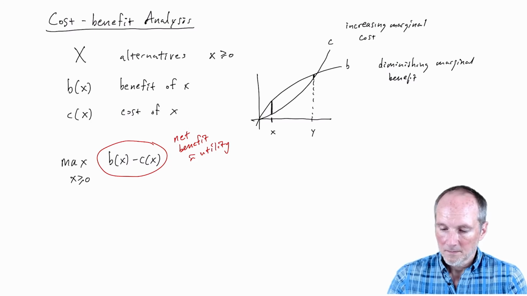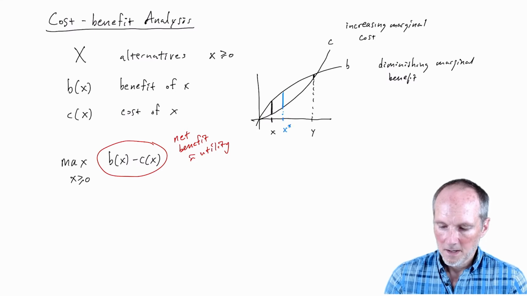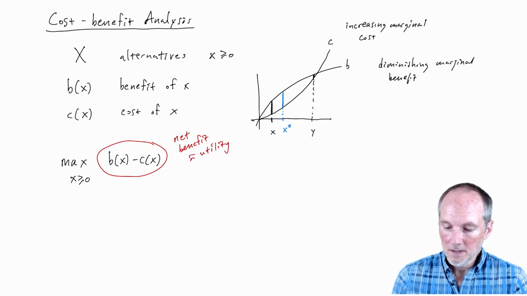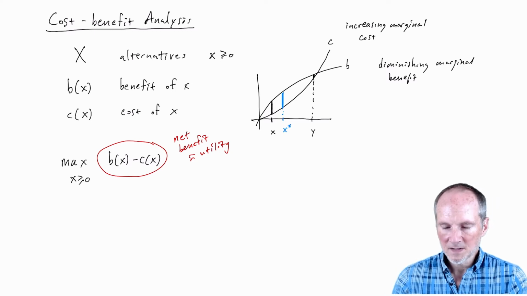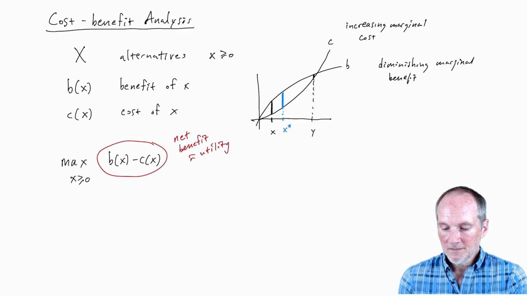In fact, if we chose, looks like about here, if we chose this level, let's call it x star. Star will denote something good. At that scale, it looks like the difference is bigger than it is at x, and it's about as big as we're going to get it. Okay? So that's kind of what an optimal choice looks like.